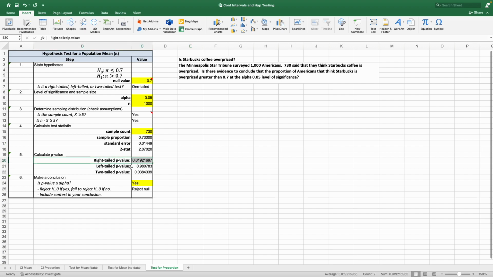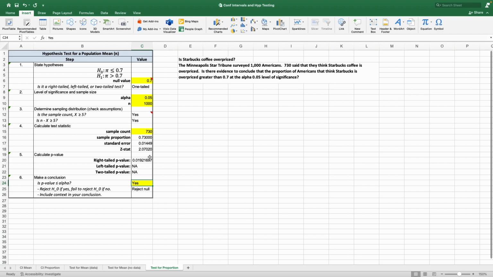So is this right-tailed, left-tailed, or two-tailed? Well, this definitely isn't two-tailed, and it's right-tailed because we're saying greater than. So right-tailed is greater than, left-tailed is less than. So I'm going to put NAs here because this is a right-tailed p-value. So is p-value less than or equal to alpha?